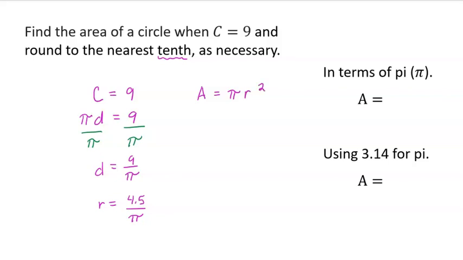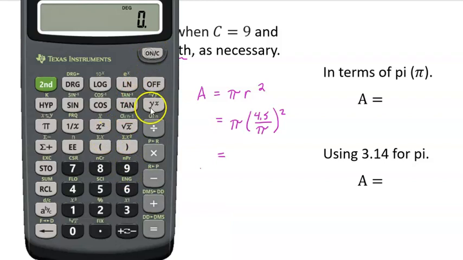And now looking at my area, because radius is something that I need, it is going to be pi r squared. Pi times 4.5 over pi, squared. And thinking back to what we did with exponents, don't let this freak you out. We have 4.5 squared. So go ahead and type that into your calculator first. We have 4.5 squared, and that gives me 20.25.